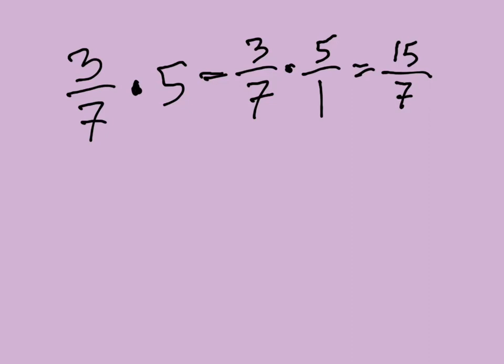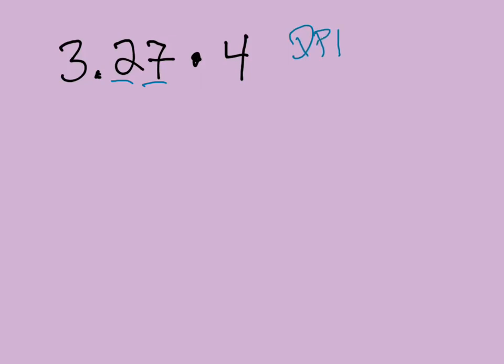Now, if I want to multiply a decimal by a whole number, I treat it exactly the same way. So 3.27 times 4 is the same thing as I do with multiplying two decimals, except I've only got 2 decimal places in all because the 4 has 0 decimal places. So my DPIA is equal to 2 in this case. And then I just do 327 times 4.